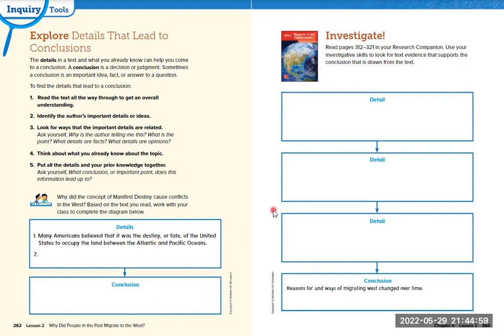We're going to be doing the exact same thing using the textbook pages on page 312 to 321. And we're going to find 3 details using our textbook pages that are going to lead to the conclusion of reasons for and ways of migrating west changed over time. So we're going to be looking for reasons and ways migrating west changed over time. Keep that in mind before you get started on your textbook page.